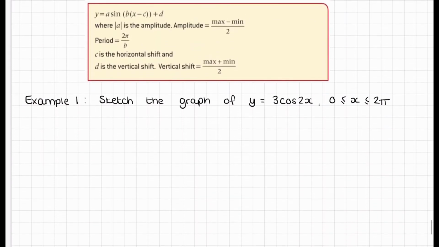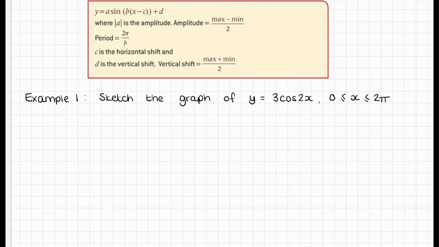First example, sketch the graph of y equals 3 cos 2x between 0 and 2 pi. Okay, so here's some axes. Now we're going to sketch this. So the 3 at the front here is our a. So a equals 3, which means the amplitude is 3. So it is going to a height of 3 and -3. The 2 in front of the x is our b. So we can use this to work out the period.